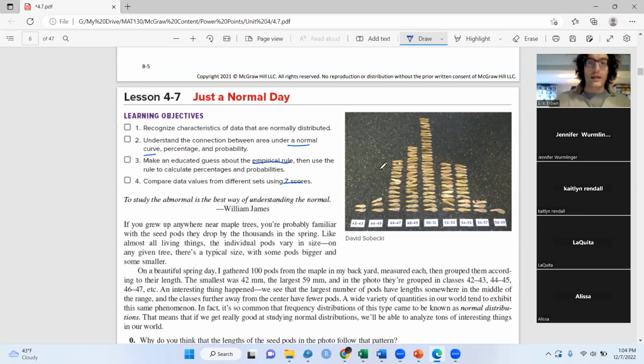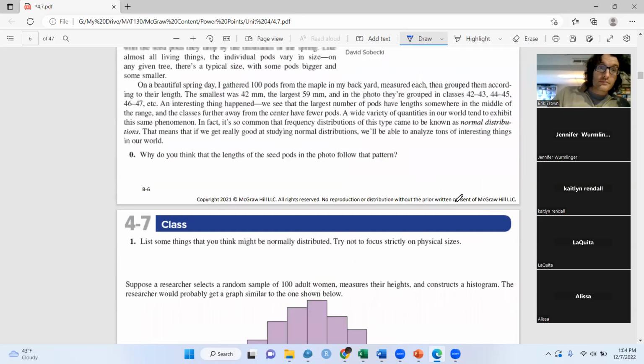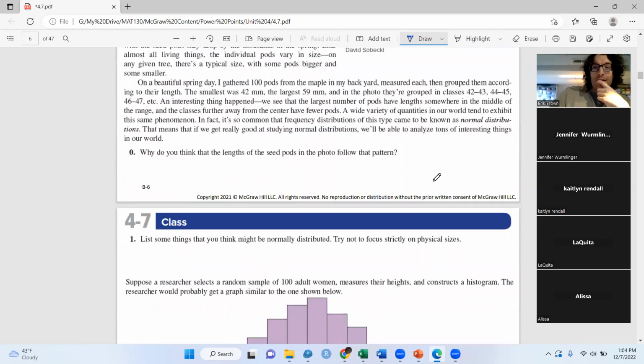So let's talk about this normal distribution. Turns out there's lots of things that are called normally distributed. You know what? I didn't ask if anyone had any questions about anything. Does anyone have any questions about anything before I dive in and go nuts about this?